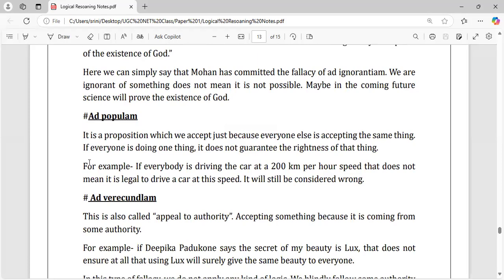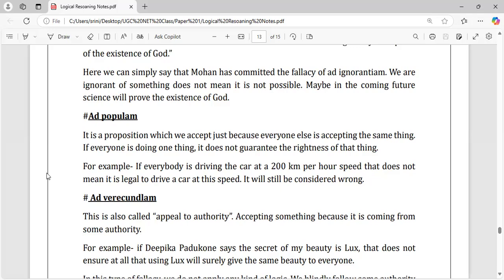Ad populum: a proposition which we accept just because everyone else is accepting the same thing. If everyone is doing one thing, it does not guarantee the rightness of that thing. For example, if everybody is driving a car at 200 km per hour, that does not mean it is legal to drive a car at this speed. It will be considered wrong. So ad populum basically means it is wrong, but everyone is doing it.